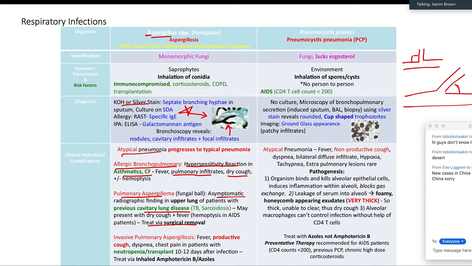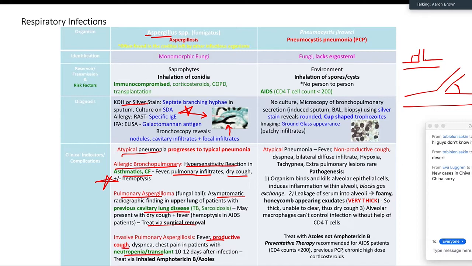All right? Invasive pulmonary aspergillosis, we can get that fever, productive cough. This is patients with neutropenia, you know, patients that had a recent transplant. In terms of how high yield, I would say definitely this allergic bronchopulmonary aspergillosis, very important. Know that patients with asthma or cystic fibrosis can have this overreaction, this hypersensitivity reaction to the aspergillus antigens.